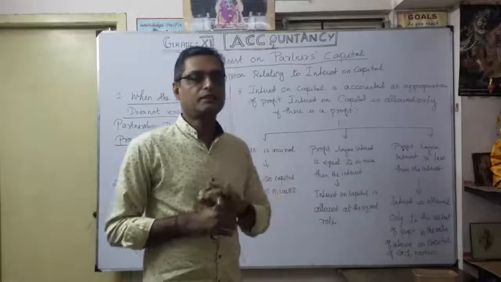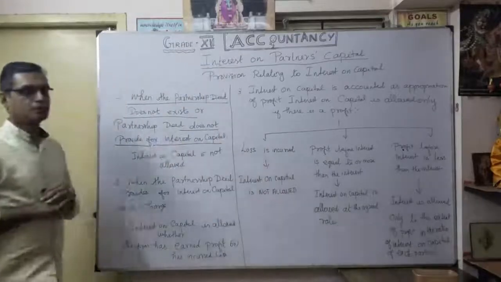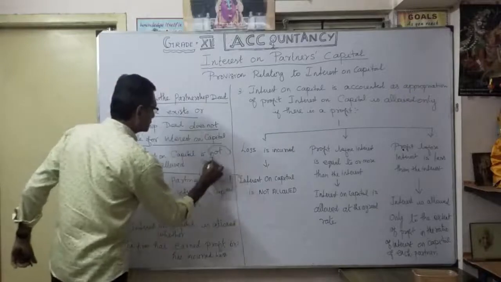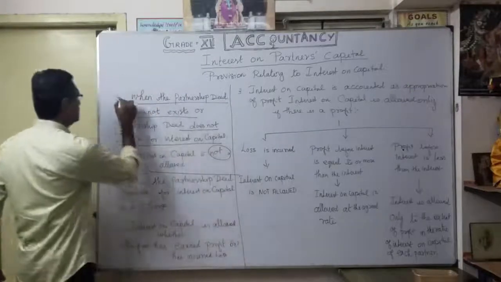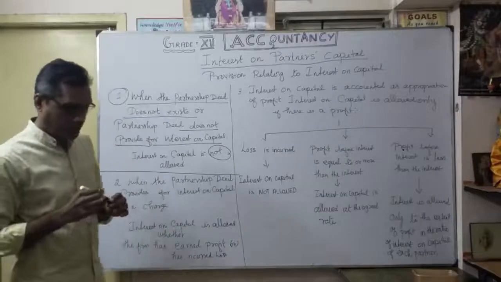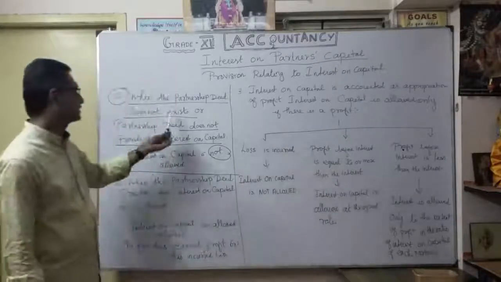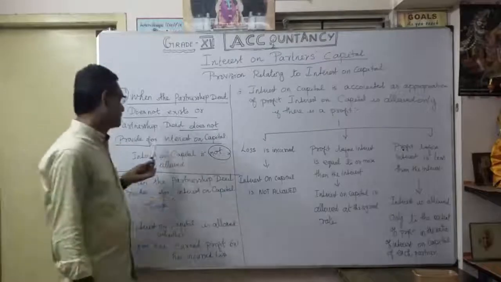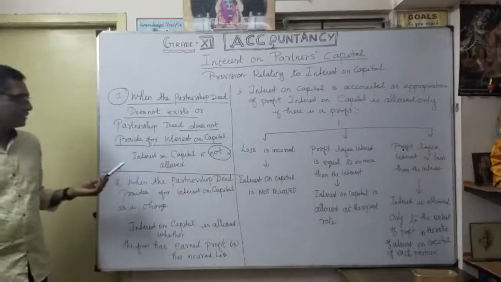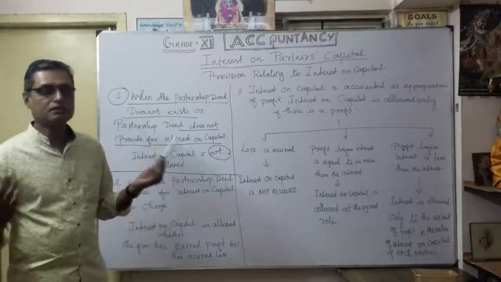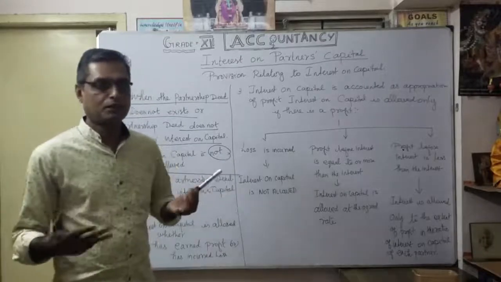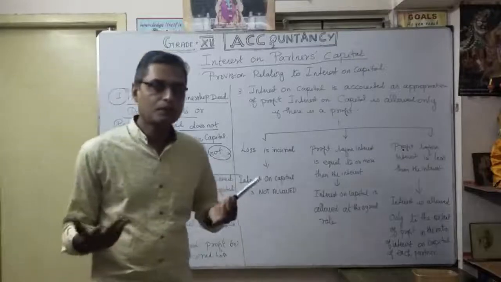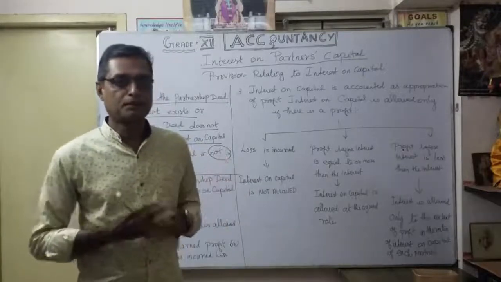So in this situation, how should the provision be made? Naturally, interest on capital is not allowed. Very simple. This was the first case: the partnership deed does not exist, or the partnership deed does not provide for interest on capital. So naturally, interest on capital is not allowed. It is not mentioned in the deed, or there is no deed, so no question of charging interest on capital. It's a very easy one.